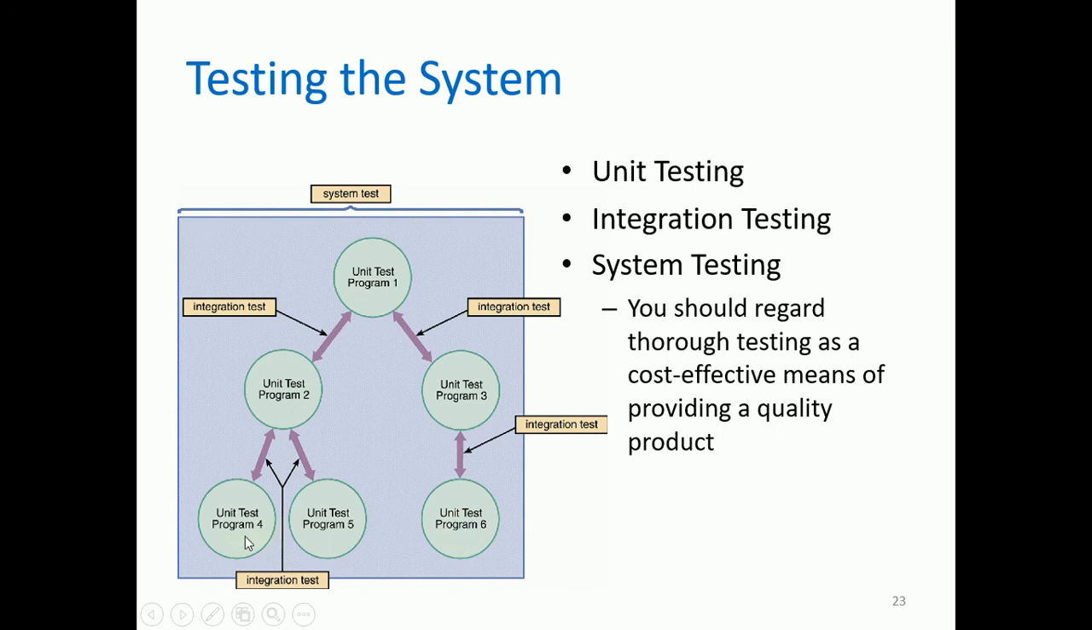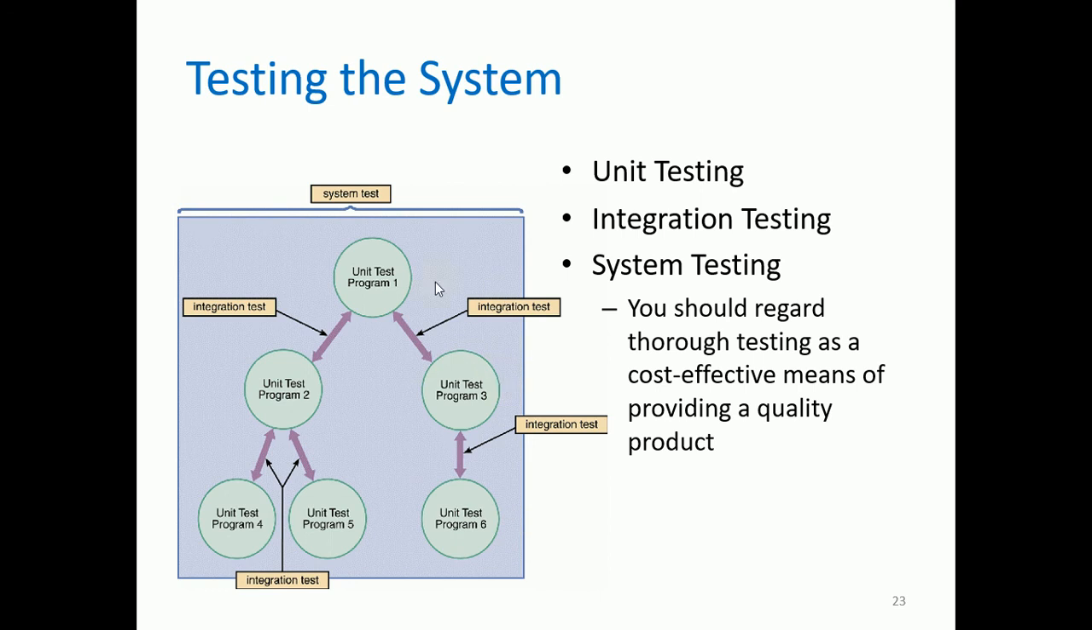But for example, program 4, program 5, and program 2 will be tested together. It does not necessarily mean that if they work separately, they will also function 100% when integrated. So the testing of program 2, program 4, and program 5 together will be the integration testing. Another example, program 3 and program 6 tested together is also integration testing.